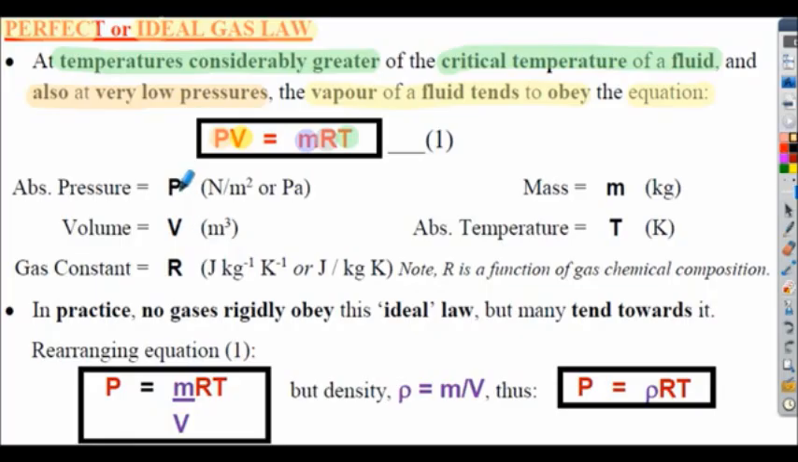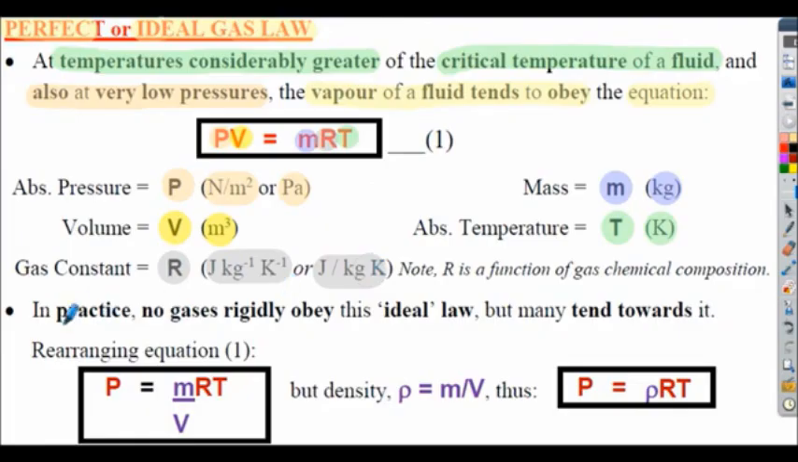So now all pressures P must be in newtons per metre squared or pascals. All volumes must be in meters cubed. And as for all gas laws, the temperature T must be in terms of Kelvin. But now we also need to consider mass M, which must be in kilograms, and what's termed the gas constant R, which is in joules per kilogram per K, shown here in 2 different formats.